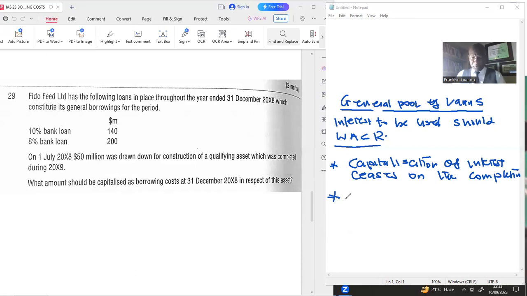The accounting treatment should be a debit, the P&L, and credit, the cash. Or if it's not paid, interest payable. Very important.